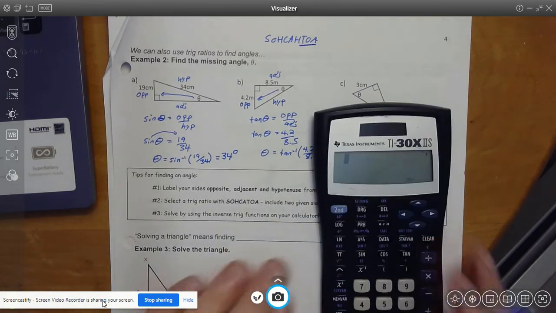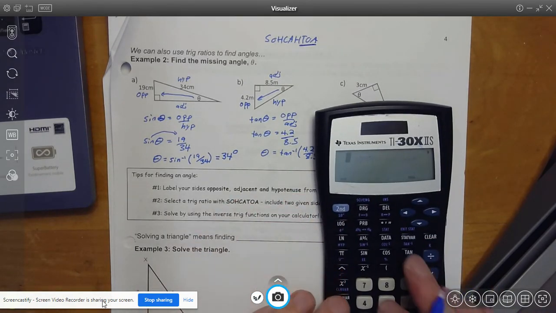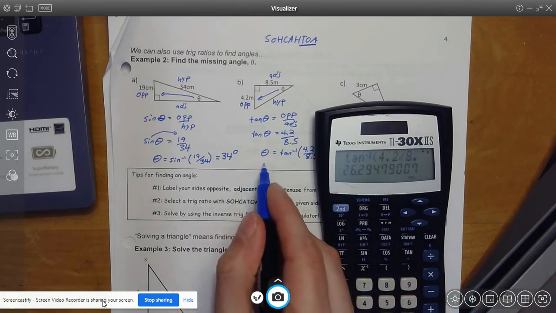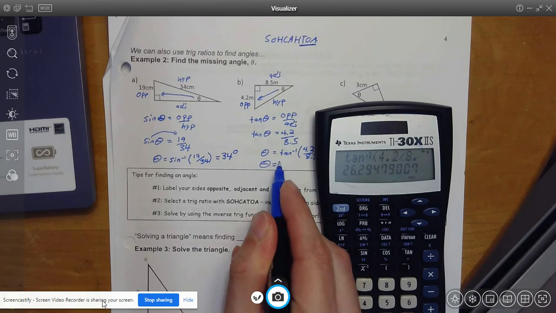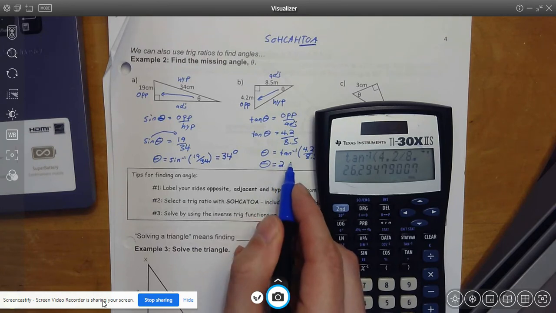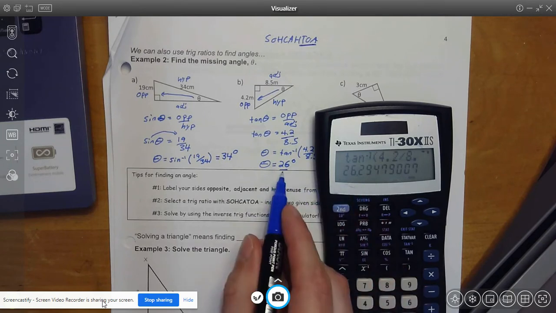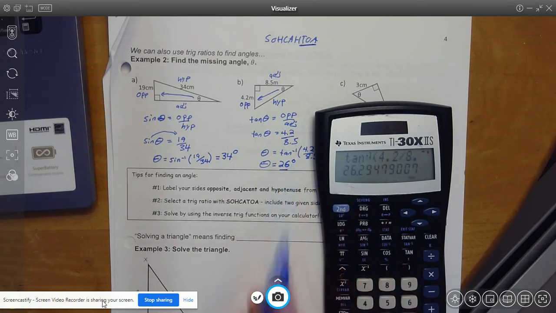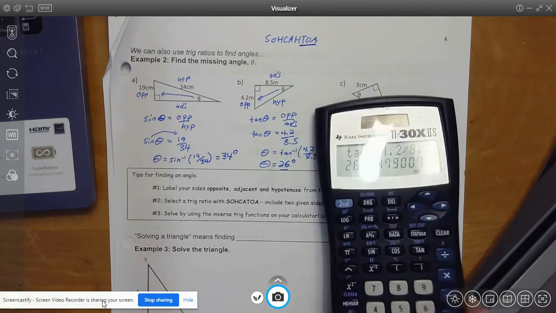And again, I'll just show it on one calculator in this example. And then I'm going to round degrees to the nearest degree. So if I'm finding an angle, 26.2 rounds down to 26, and then I'm including my units again. The units for angles in this course will always be degrees.